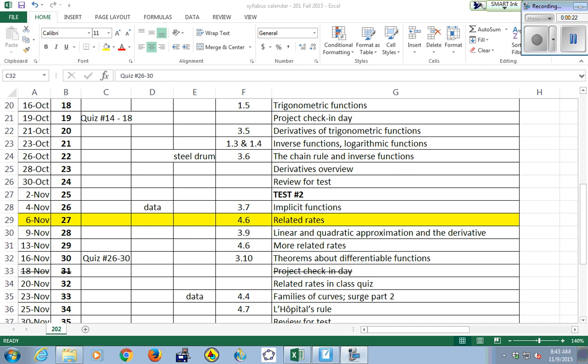So make sure that you use any extra class time that you have after you finish your activities to work on the project in the upcoming days. And so you can ask me questions then. And then I was going to assign this take-home quiz that day. I'm going to assign it on the previous class with theorems about differentiable functions. So that's it for the schedule.